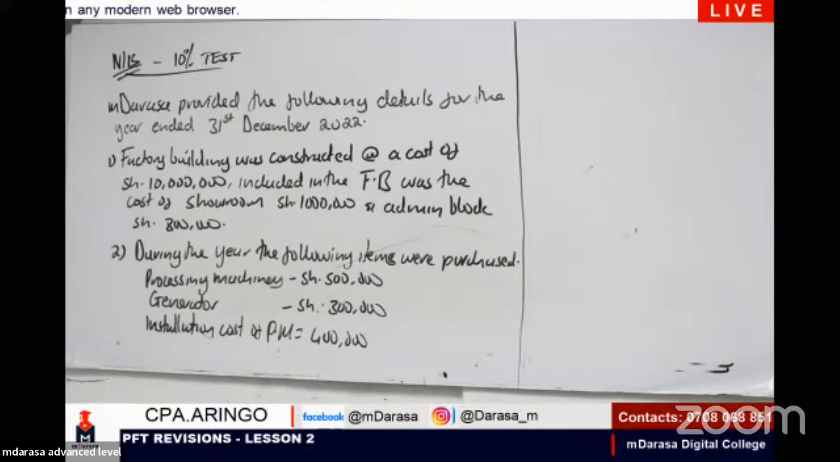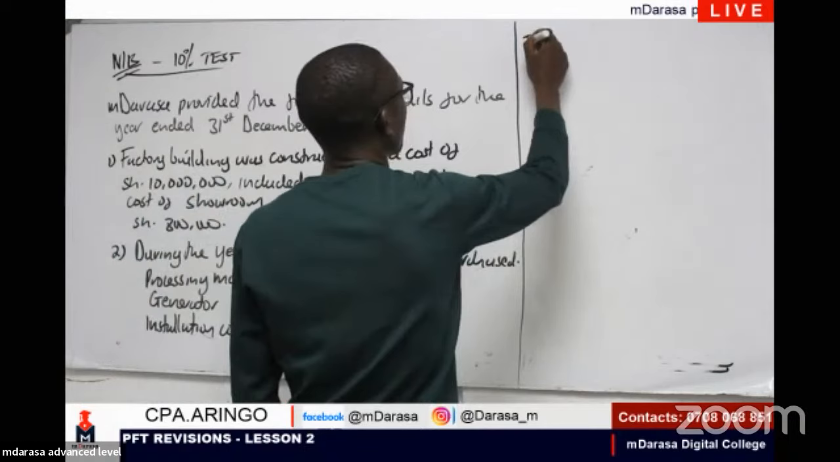On that point, Rose, can you give me a non-qualifying item? Do you have a non-qualifying item in the factory building? If you analyze our factory building, are we seeing the non-qualifying items? Yes. Which are? Showroom and admin block. So what are we supposed to do? We are supposed to compute 10% of the total cost of the factory building, then add the cost of showroom and admin block, then see whether the cost of the showroom and admin block is more or less than the 10% of the factory building.